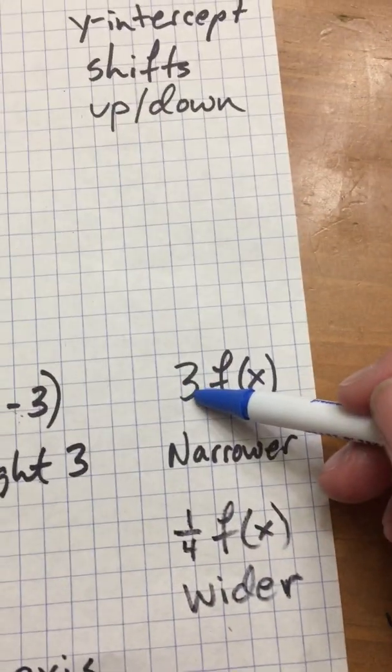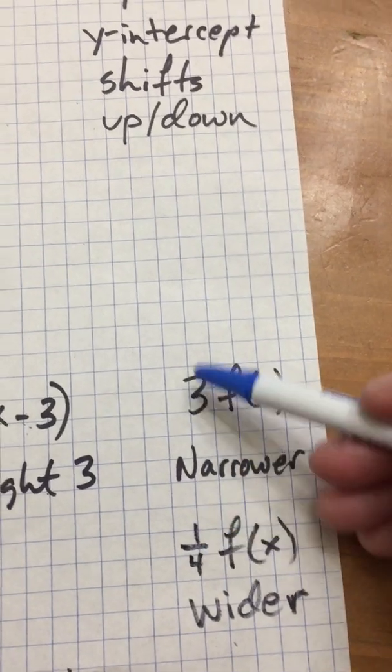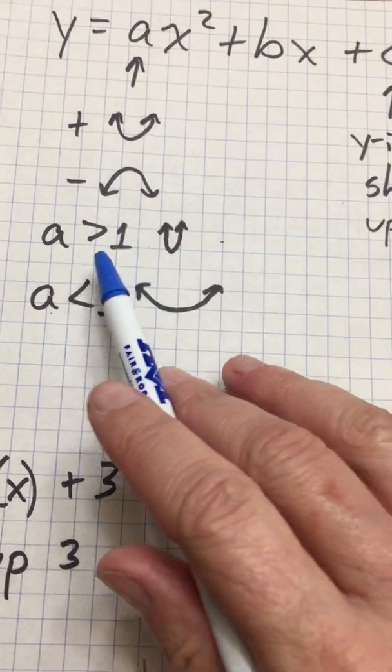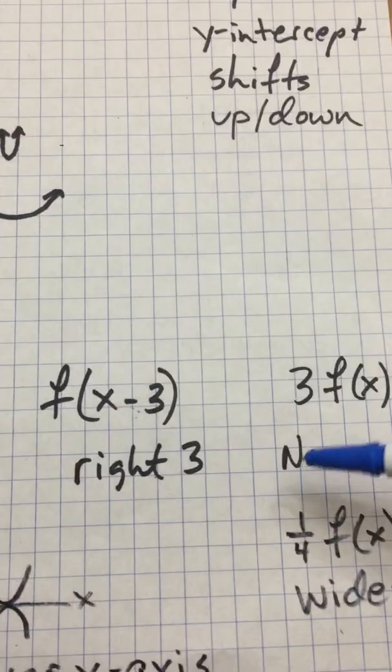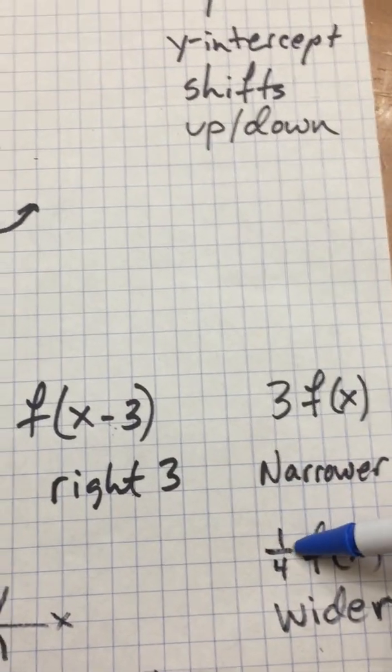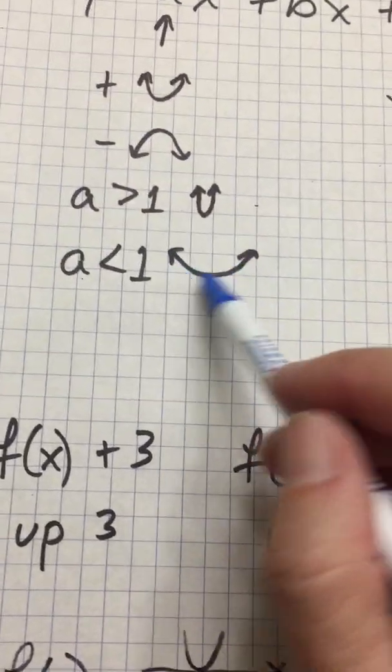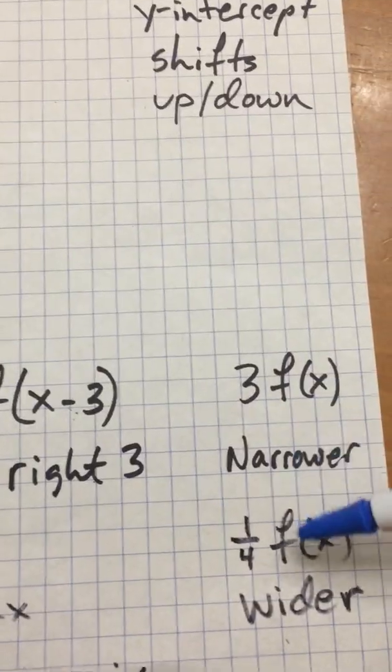Now, if you multiply by a number in front of the parentheses, okay, if I multiply by a number bigger than 1, it's going to get skinnier, okay? If I multiply by a number smaller than 1, 1/2, 1/4, 3/8, anything smaller than 1, it gets wider, okay? Kind of does just opposite what you think it's going to do.